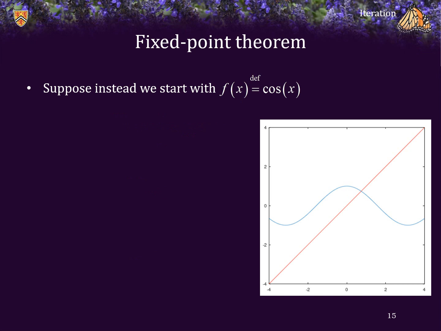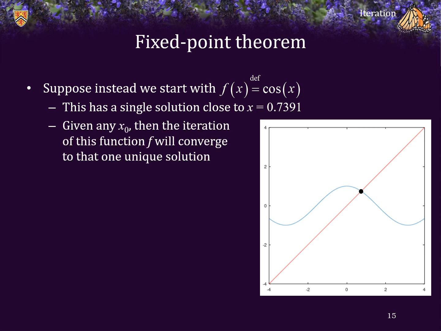Suppose instead we start with a function f of x defined as cos of x. Now this has a single solution close to x equal to 0.7391. Interestingly enough, for this particular function, it doesn't matter what value of x naught you start with. This iteration will converge to this one unique solution. Let's take a look at this. However, before we do, you may have already noticed this. Although if your calculator is in degrees, you may get a different answer.